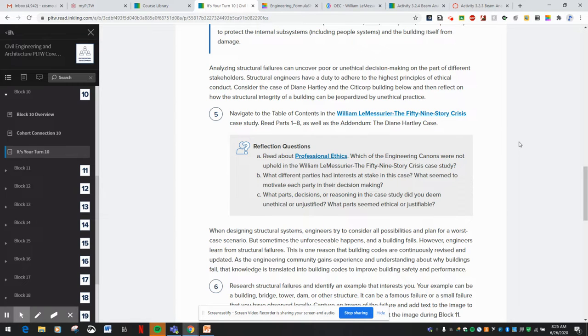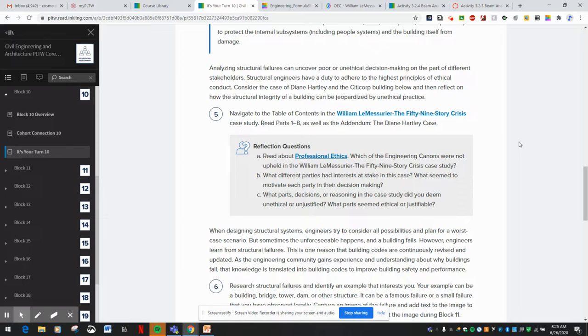Okay, so it says to read parts 1 through 8 as well as the addendum in the William LeMessurier piece. For those of you that know French, I don't, maybe you can tell me how that's pronounced. This is the 59 story crisis. The addendum is the Diane Hartley case.